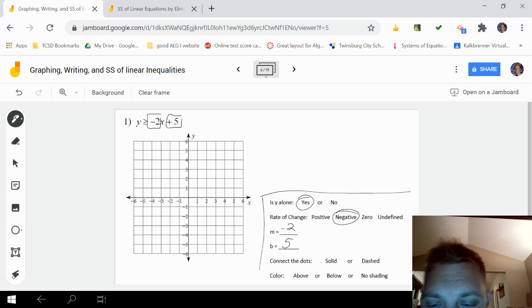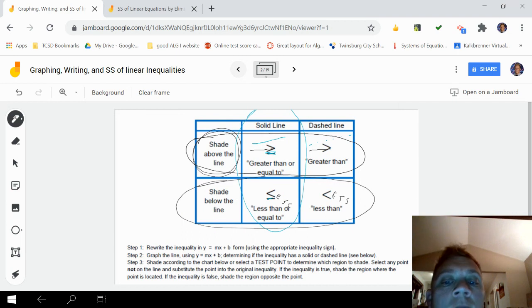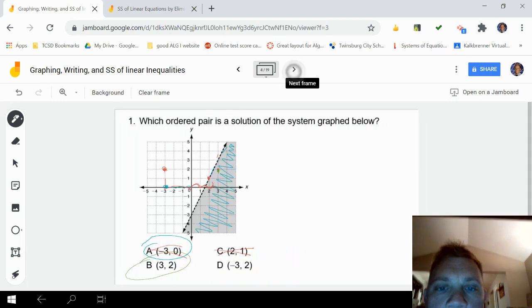Connect the dots. Solid or dash? Remember, solid is going to have the equal sign underneath it. Dash does not. So if we look here, that's our sign. Going to be solid because it has that equal sign underneath. Do we shade above or below? If you need it, go back to this chart way up front. And all we have to do is pay attention to what our sign is, which is this one, I believe, right here, which means shade above. All right, so we can use that information.